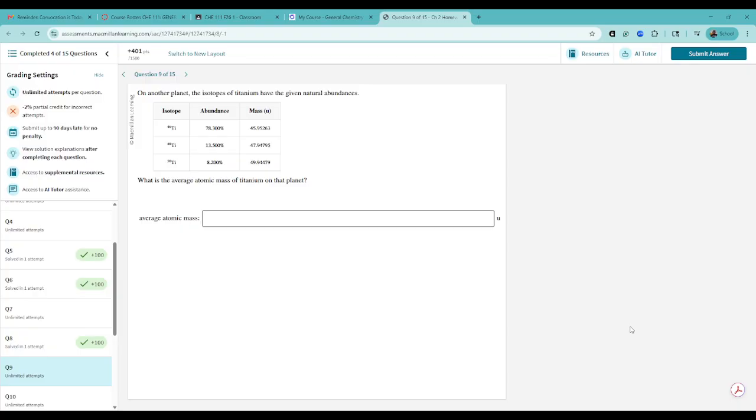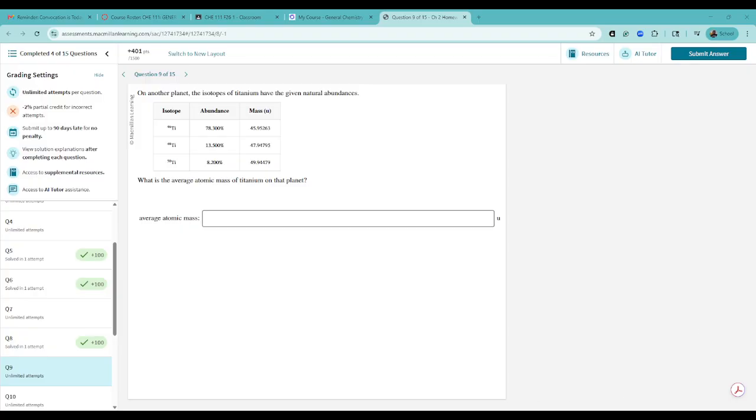45.95263 with an abundance of 0.78300, 78%. Then isotope 47.94795 with an isotopic abundance of 0.13500. Then finally 49.94479 with an isotopic abundance of 0.08200, 8%.